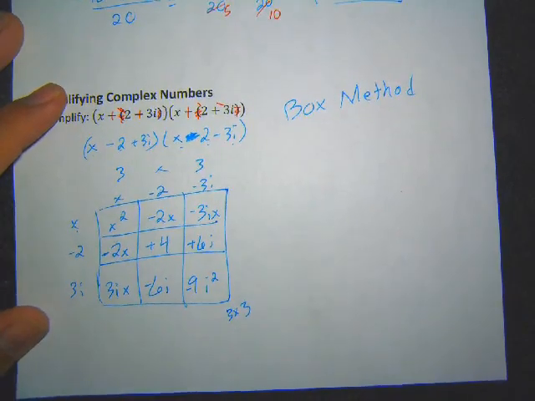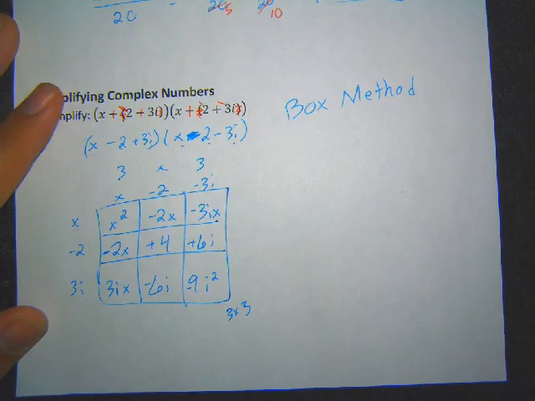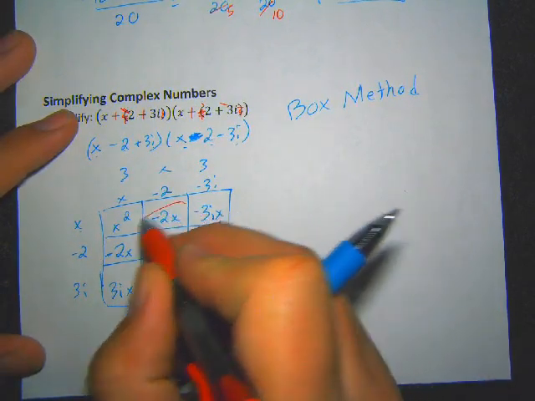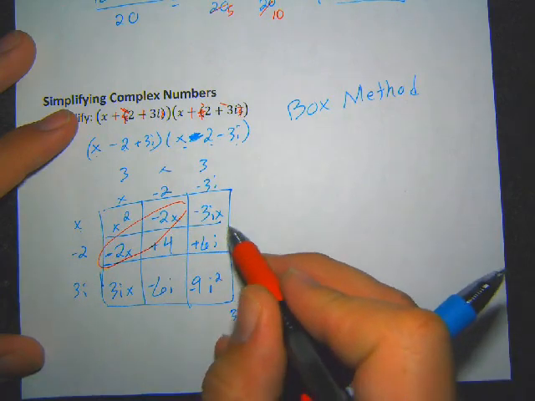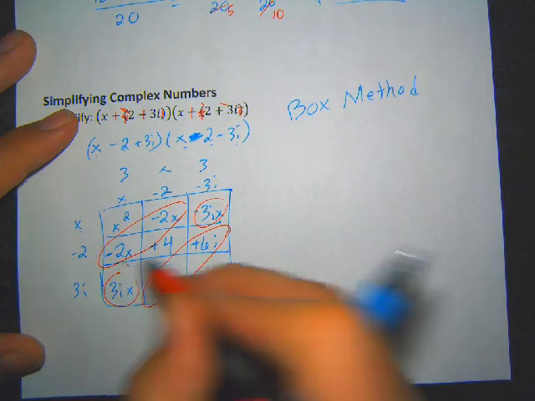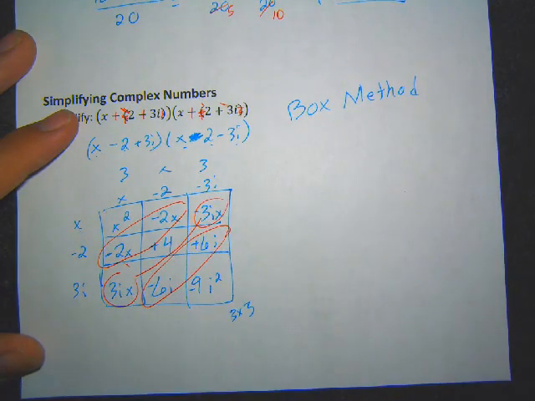Okay, and then all these parts are part of your answer, but some of these will combine. And the nice thing about box method, a lot of times you can look down the diagonals, so you notice like these guys match, these guys match. Actually, this guy and this guy match. There's a connection there. So I can kind of put some of those parts together.